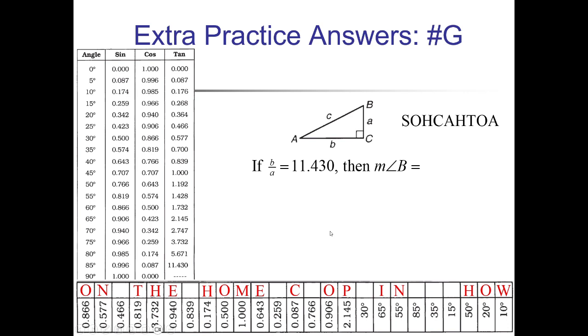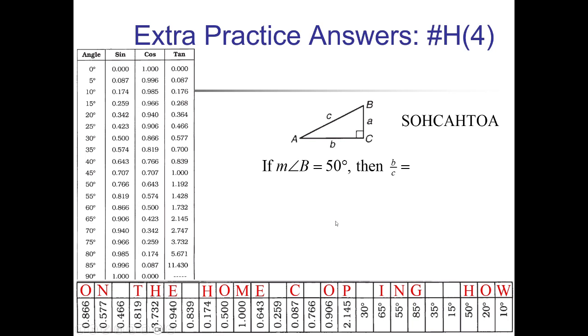Now we've got problem G going on. We're given B over A. We want angle B. So B over A, from the perspective of B, that's the opposite side over the adjacent. So TOA, tangent. They're telling us that the tan of B is 11.430. So looking up 11.430 in my tan column, pretty easy to spot that one. It's the only double-digit one there. That goes with an angle of 85 degrees. So we have B equals 85 degrees. 85 is right here. That's getting a G.